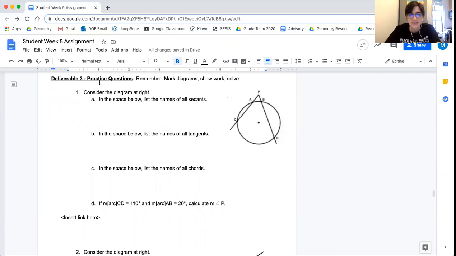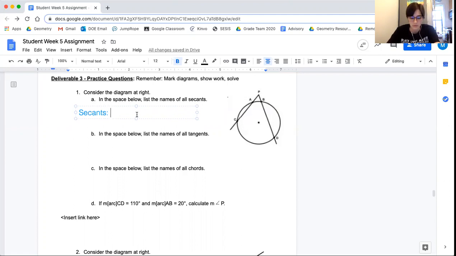Deliverable 3 is 6 practice questions. The first we're going to go through together. The things you do for this practice question will apply to the other questions. So go through and write all the steps down for these, and you'll be okay to do the rest on your own. So we need to name all of the secants for part A. Make sure you label your work, deliverable 3, number 1, part A, so you get credit for all of this work that you do.